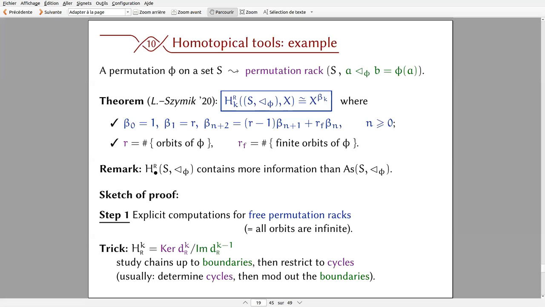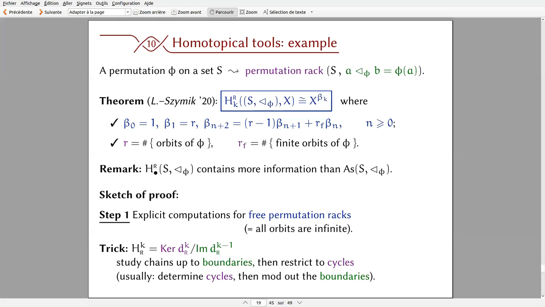And I will just show a very, very elementary but kind of funny idea which we used. If you start from the definition of homology, you take the kernel and mod out the image. So you usually need to understand the cycles and then try to mod out the boundaries. This is a natural way to compute things. But here we did things the other way around. First, we understood things for chains up to boundaries. So first we understood the quotient, and then we restricted ourselves to cycles.